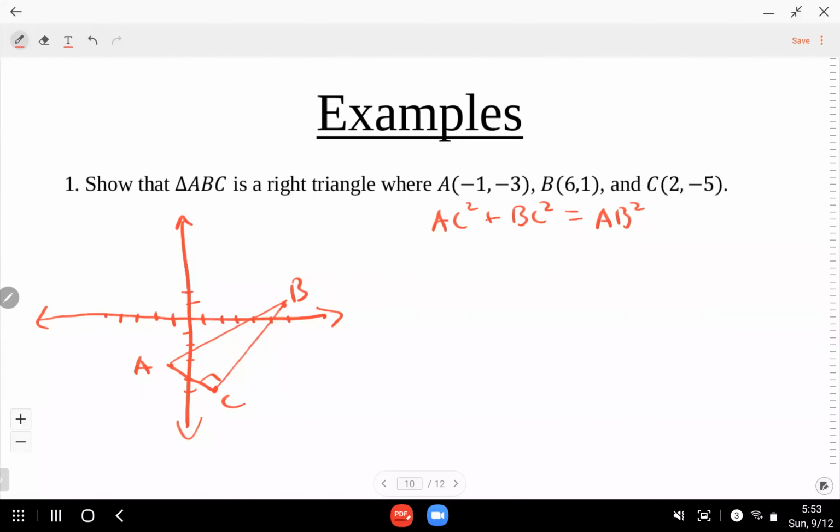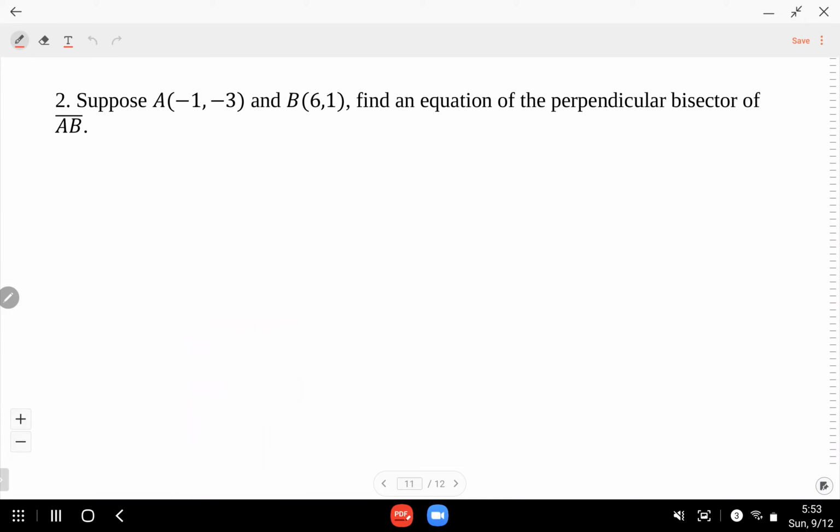So I'm going to save you the trouble here, and we're not going to do other work because I'm sure you know how to use the distance formula, and we're running out of time here. So, in fact, if you actually solve this problem, yes, this is a right triangle. Okay, so let's move on to another problem. We don't have much time here.